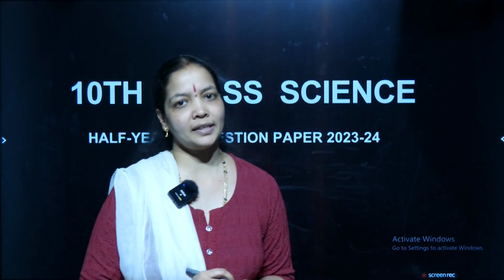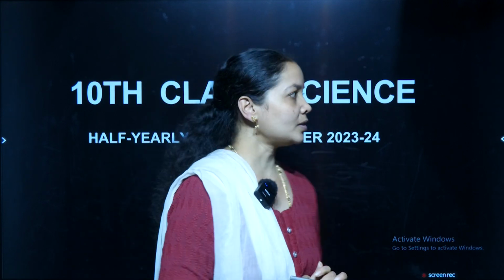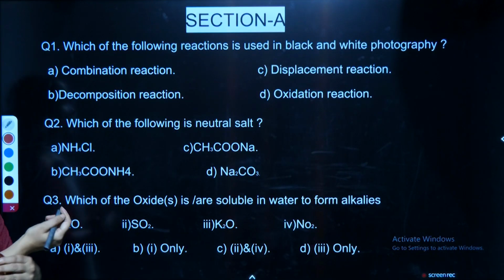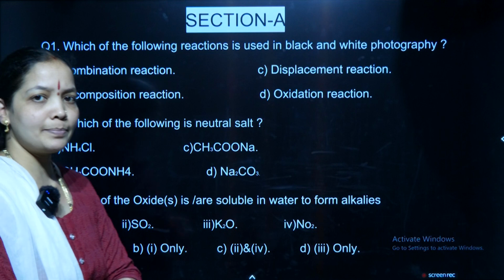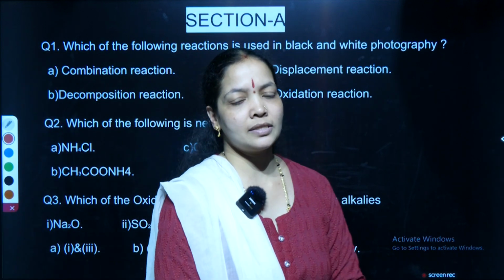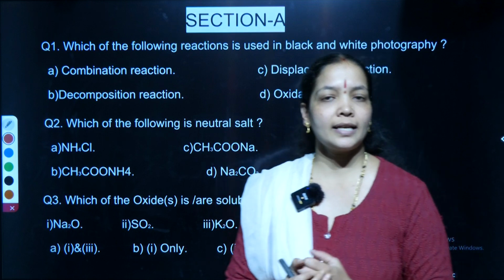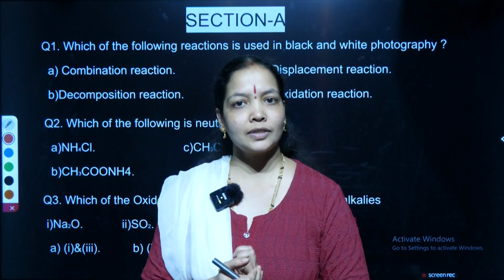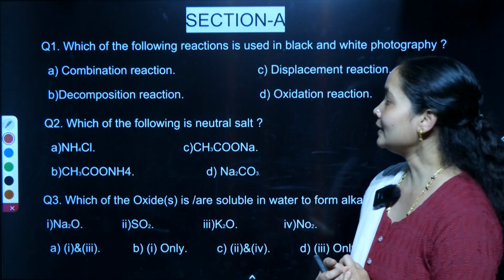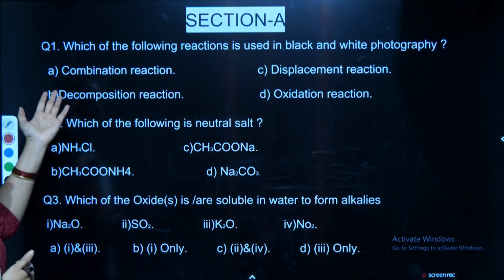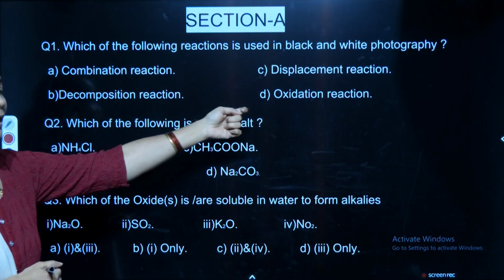This session is based on MCQs and I am starting the MCQs here with a sort of explanation in a quick format. The first question is, which of the following reactions is used in black and white photography? The question is based on chemical reactions and equations. Black and white photography is basically done by a photochemical reaction based on silver bromide, silver chloride and so on, and that is a decomposition reaction. The options given to us are combination, displacement, decomposition and oxidation.